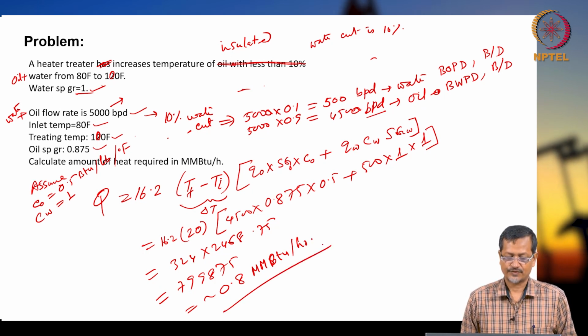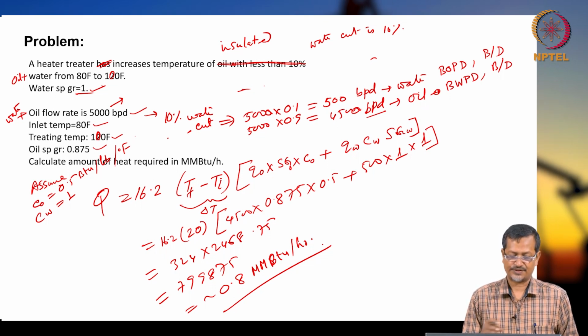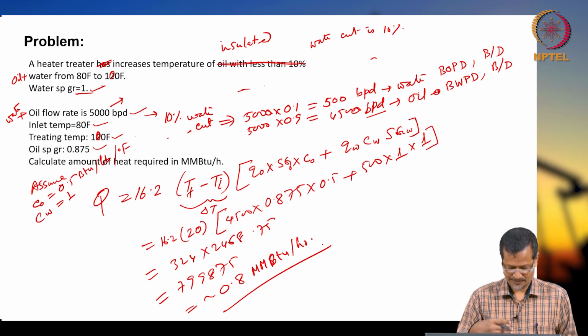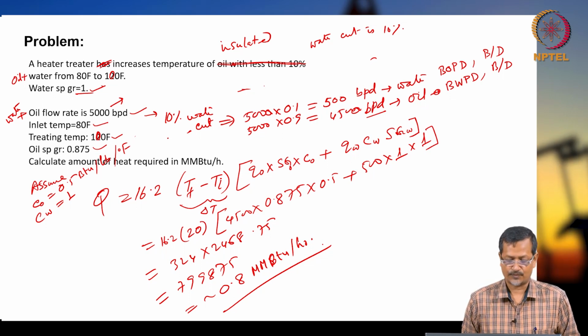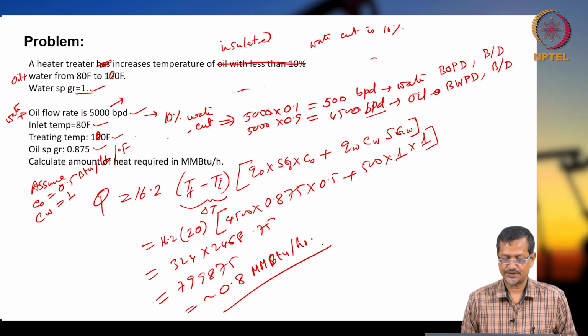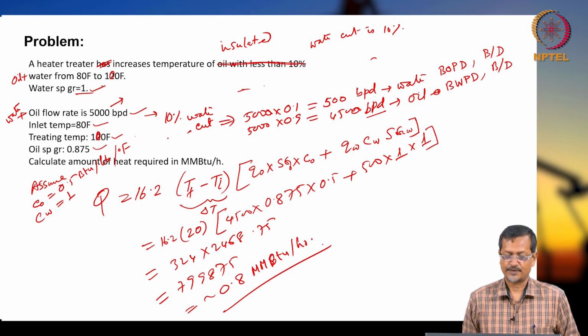A similar question I can give in your exam, so I can change the data. Initially I created some problems, and when I was solving I changed the data. So you have to use the changed formula and check this calculation to see if things are okay. A similar problem I can give in your exam or in an assignment also.